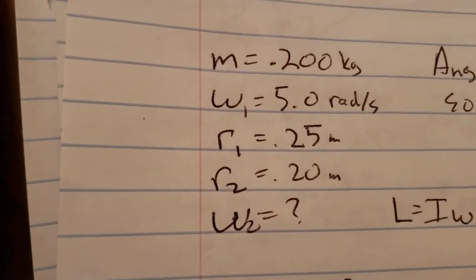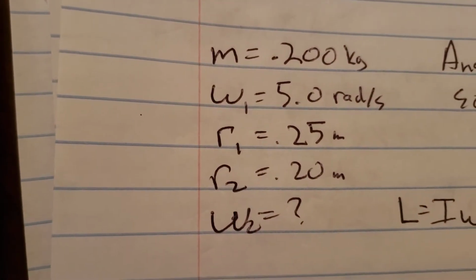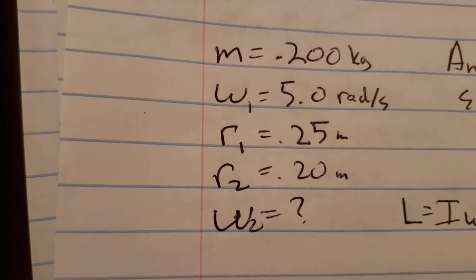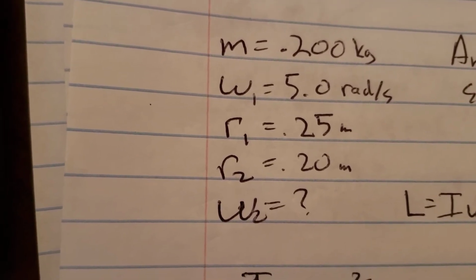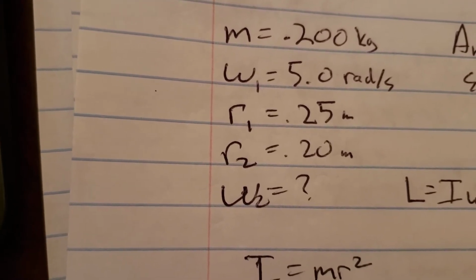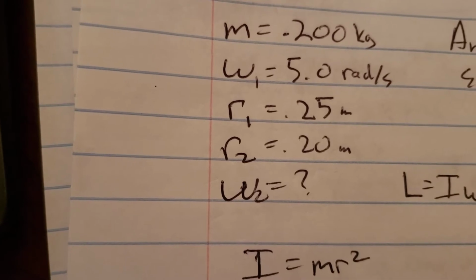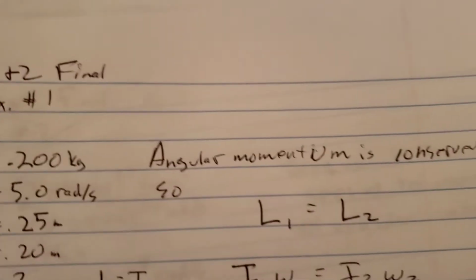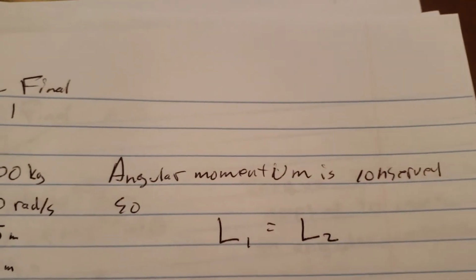So documenting our given information, we have a mass of 0.200 kilograms, an initial angular velocity of 5.0 radians per second, an initial radius of 0.25 meters, a final radius of 0.20 meters, and we are looking for the final angular velocity. This is a conservation of angular momentum problem.